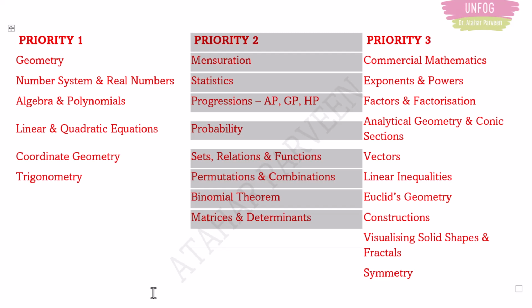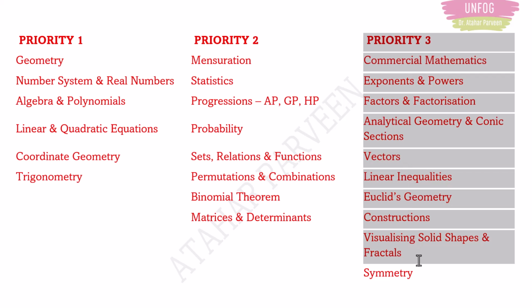Then probability, sets, relations and functions, permutations and combinations. Binomial theorem also, if you want, you can ignore, because you have many other chapters here. I am telling because binomial theorem is the new portion, right? Then matrices and determinants. So this is your priority 2. Once you are done with priority 1, quickly go to priority 2. Then come for priority 3.